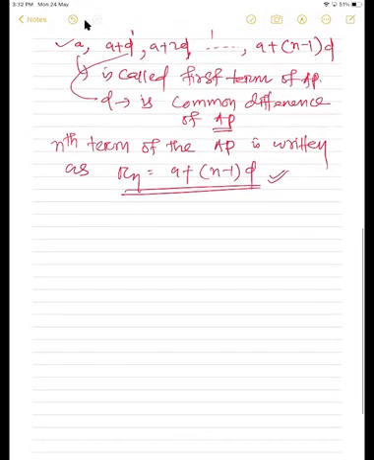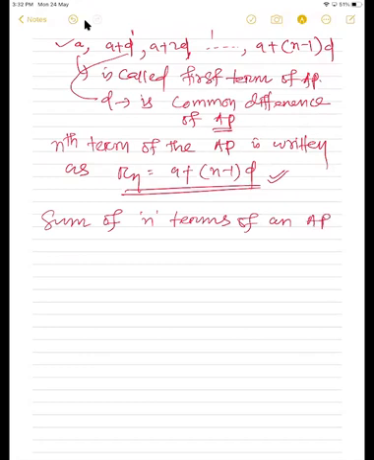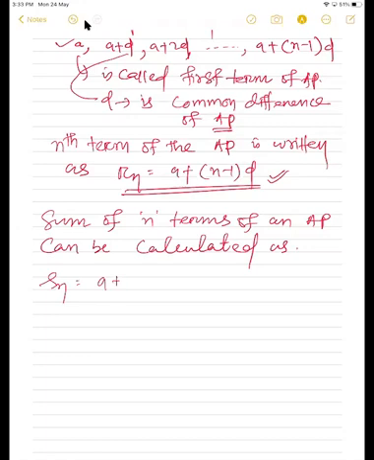And the sum of n terms of the AP can be calculated as follows. Sum of n terms of an AP can be calculated as Sn equals a plus a plus d plus a plus 2d plus dot dot dot plus a plus n minus 1 times d, for the nth term.